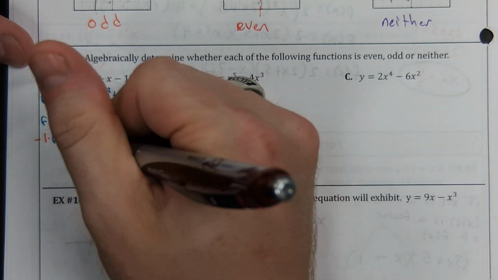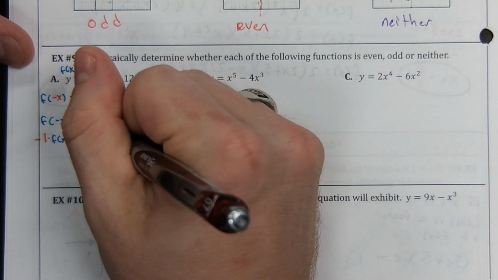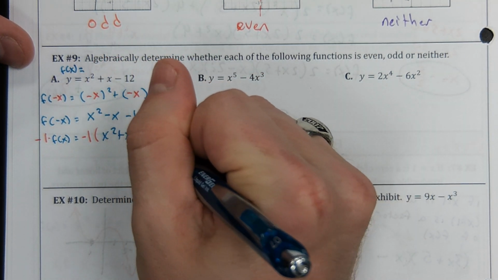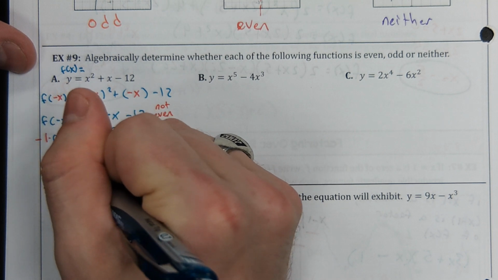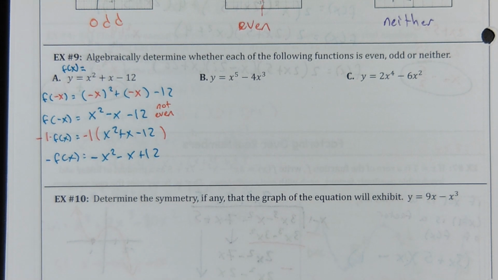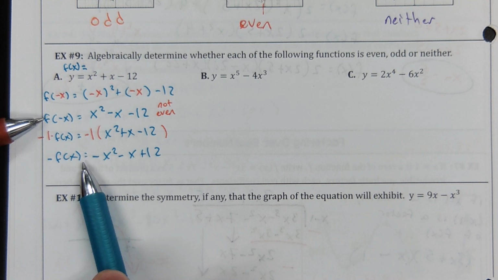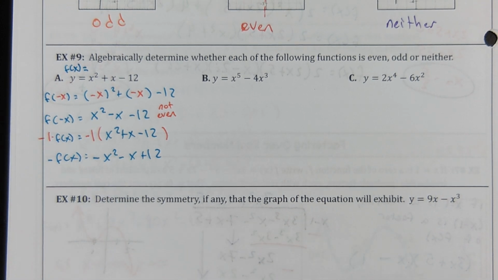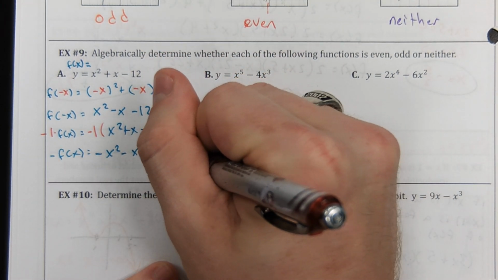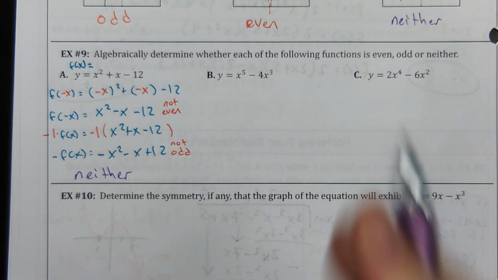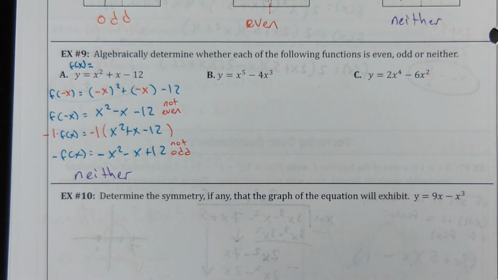That means distributing negative 1 across the entire thing. Gets me negative x squared minus x plus 12. Are these two results exactly the same in every way? No. Then it's not odd. That means this one has neither even nor odd symmetry. Great.